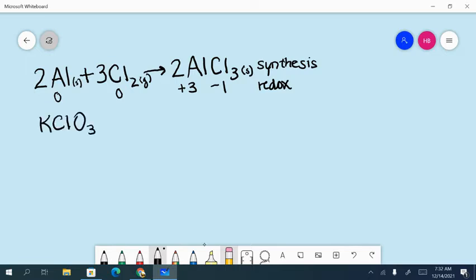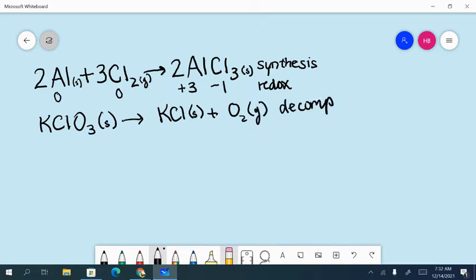Our next type of reaction is when we had one reactant. When we have one reactant that falls apart, it's a dead giveaway that it is a decomposition reaction. This is decomp. So we can always identify synthesis because it has one product, and decomposition has one reactant.